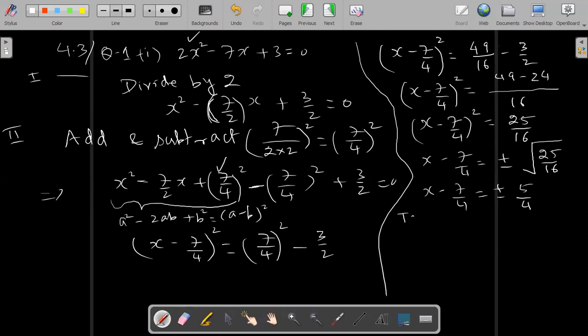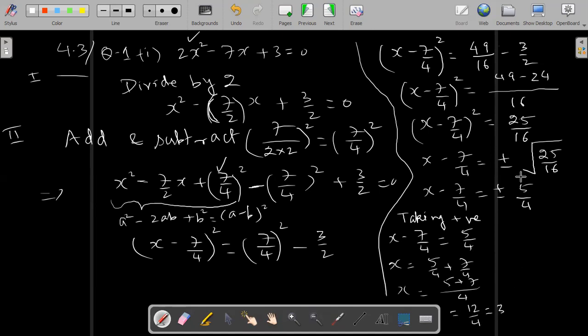So we will take the positive sign and solve. So this will become x minus 7 by 4 is equal to 5 by 4. Positive, no need to write. Then x is equal to, you can bring 7 by 4 to the right hand side. It will become plus 7 by 4, and 4 is the LCM. 5 plus 7 is left. So you get x is equal to 12 by 4. 4 threes are 12. So the first answer is 3. The first root is 3 on taking the positive sign.